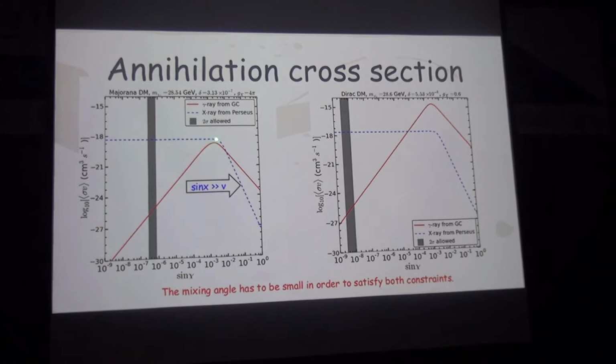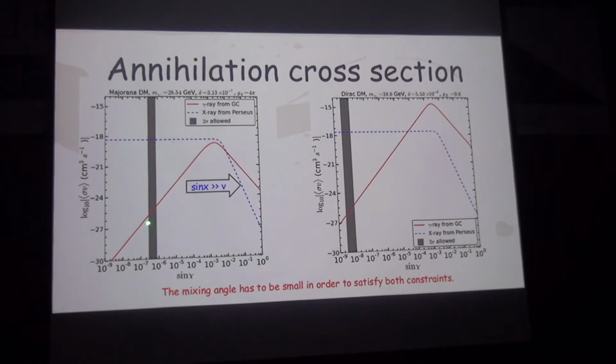When greater than this turning point, the mixing angle psi is much greater than the velocity. Then the effect from the psi shows up. However, going the other way, psi doesn't play any role. This is velocity independent, so it means S-wave. And then in here, because the velocity plays a role, it drops. So this is a P-wave.